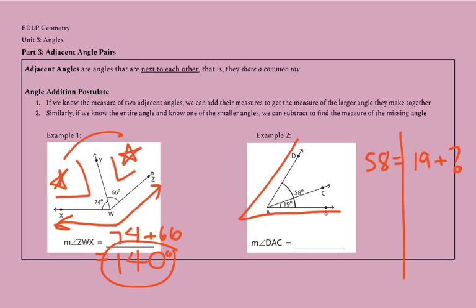And then in a one-step equation, to get rid of the 19, it's being added, it's positive 19, we're going to subtract it from both sides. That's where you see the subtraction come in. And our missing angle ends up being 39 degrees.